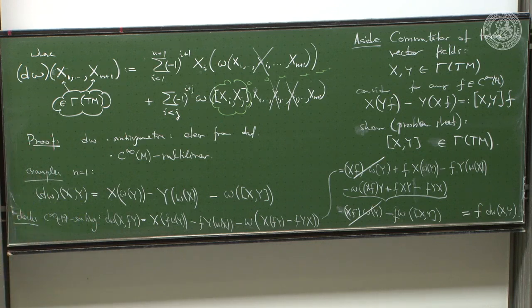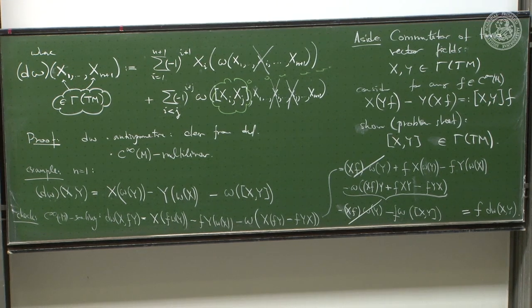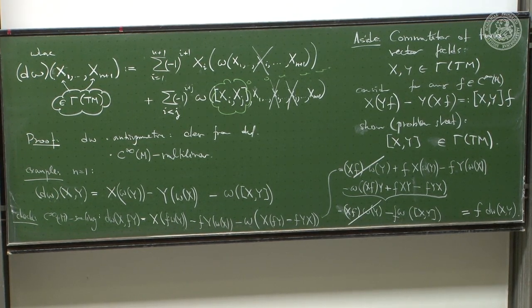Okay. All of this without choosing any components, any bases, because we don't even know whether we have a global basis. So we do it this way. Okay, so that was this. And so then there are two more remarks.